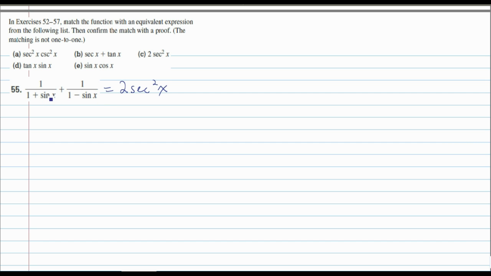I see not necessarily a common denominator, but I do see a potential to have a common denominator. So I'm going to get that common denominator, 1 plus sine of x, and the common denominator will be a difference of squares. Getting ahead of myself here. The 1 plus sine of x needs a 1 minus sine of x. And the term with 1 minus sine of x in the denominator needs a 1 plus sine of x.